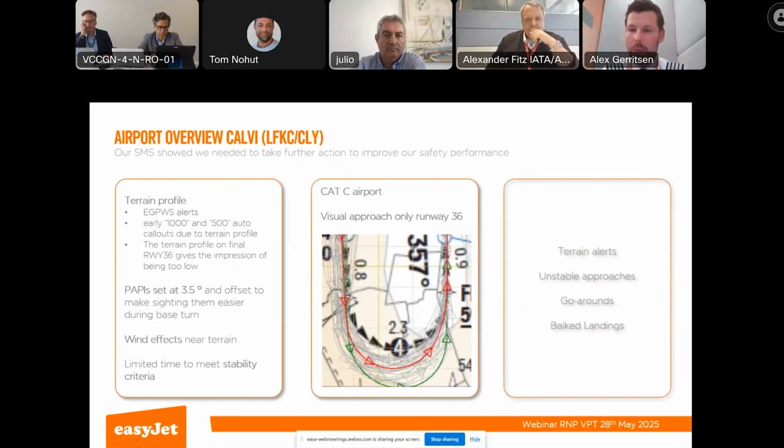The safety management system outputs were clear. We had terrain alerts, unstable approaches, go-arounds, and balked landings. And balked landings were in the final phases of the approach as well.